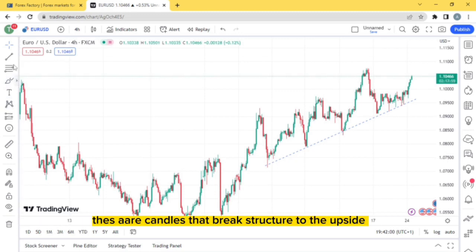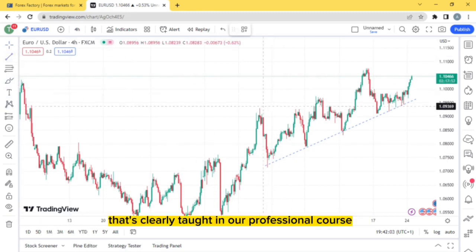These are candles that break structure to the upside. It's an ICT in-depth concept that's clearly taught in our professional course.